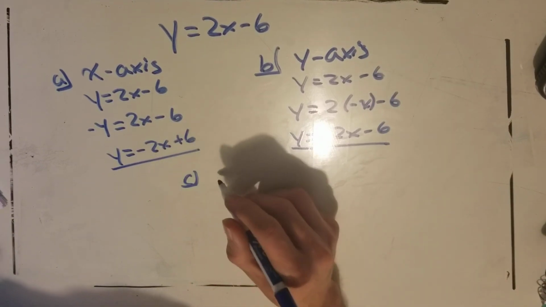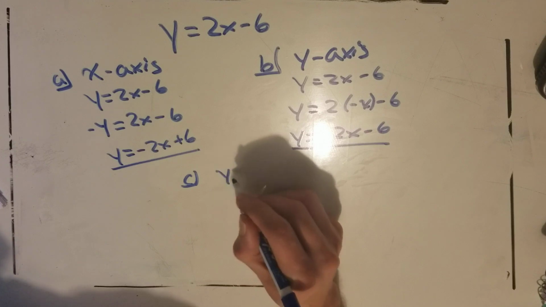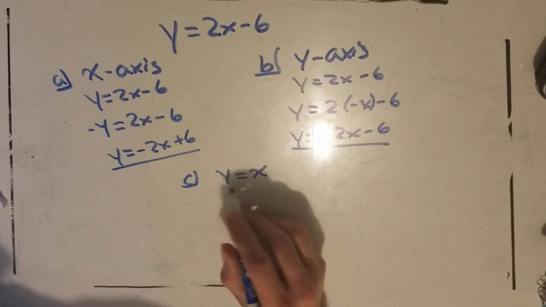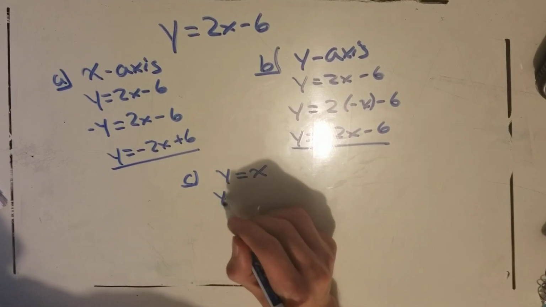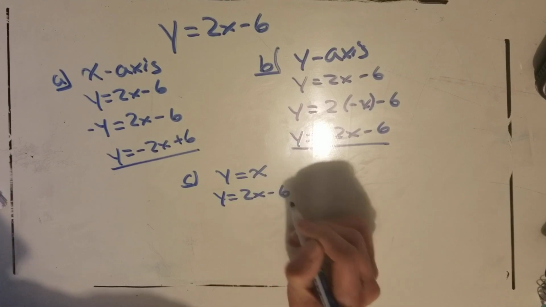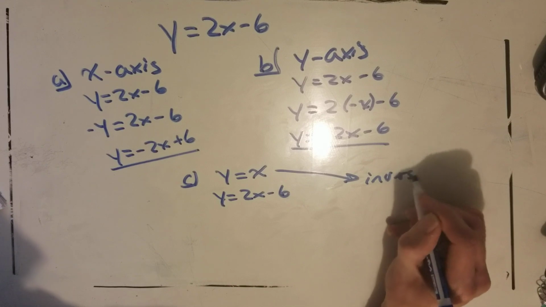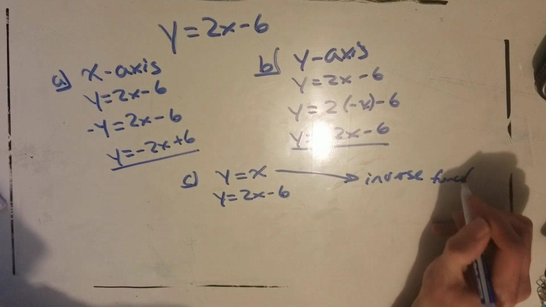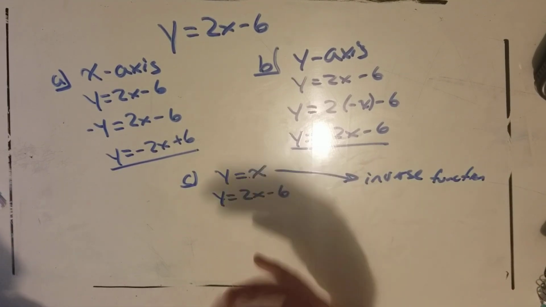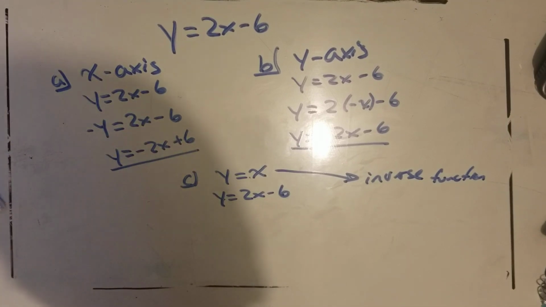And part C, we just want to reflect over the line y equals x. So y equals 2x minus 6. We talked about this in class. This is the inverse function, if you remember inverse functions from Algebra 1. So reflecting over this line will give you the inverse function. It's a good thing to know.